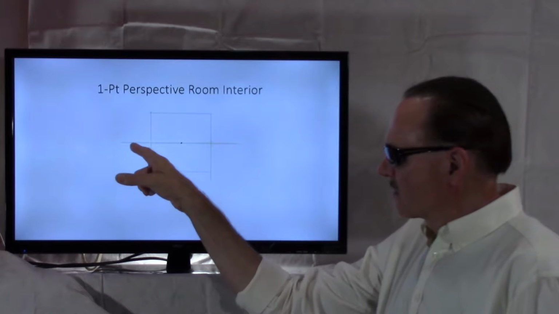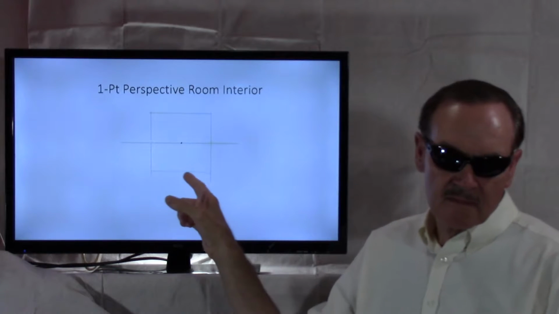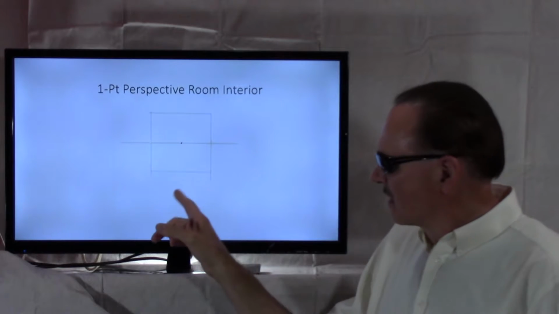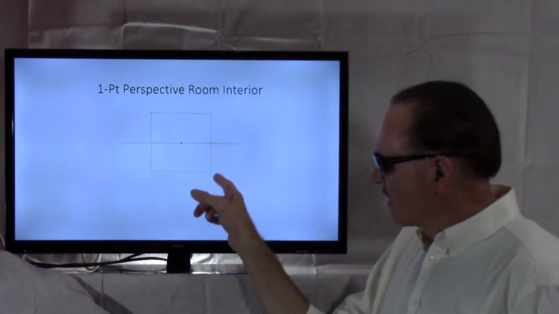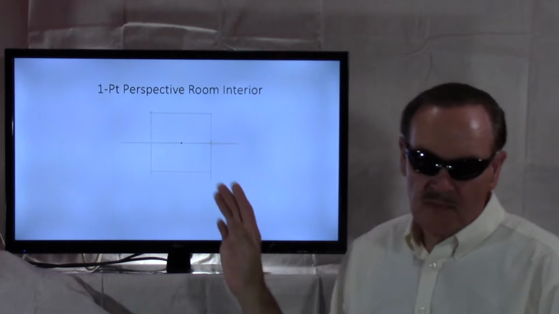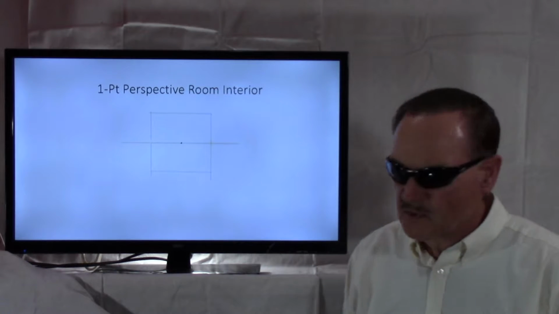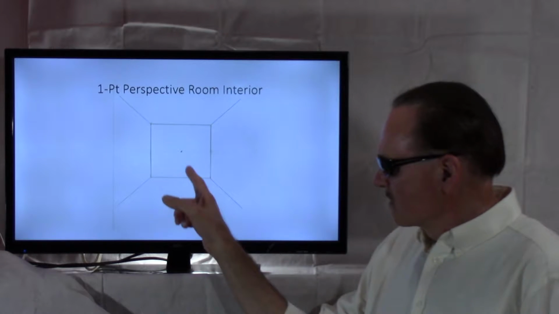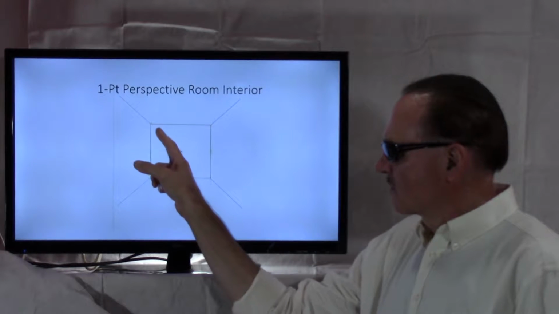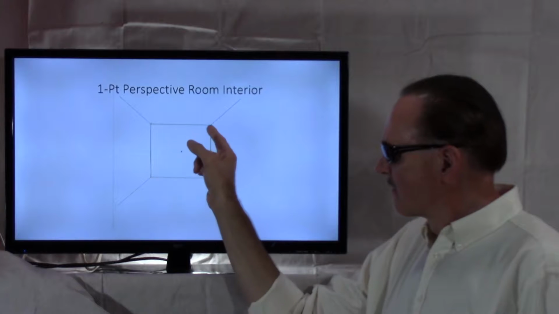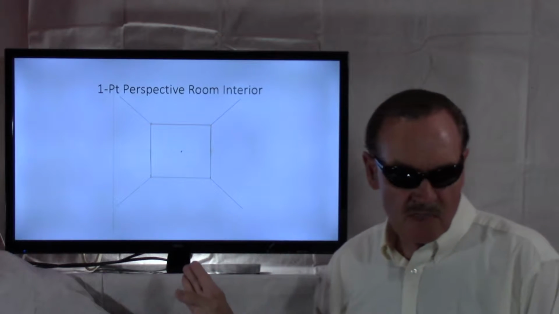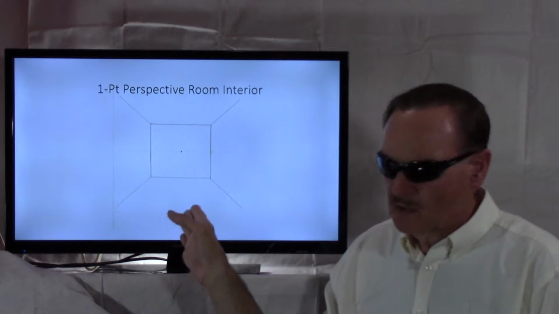So I'm going to use a horizon in the middle of the paper. I'm going to put a dot for my vanishing point, and I'm basically just going to draw a square. This would be like the far side of a wall in a particular room. Using the vanishing point from the corner of the square, I go this way, this, here, and here. And as you can see, it's almost like you're looking into a room.